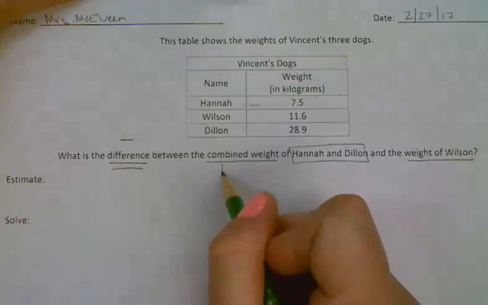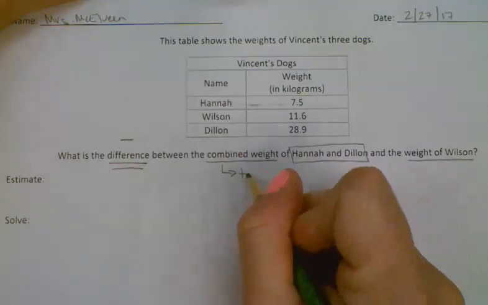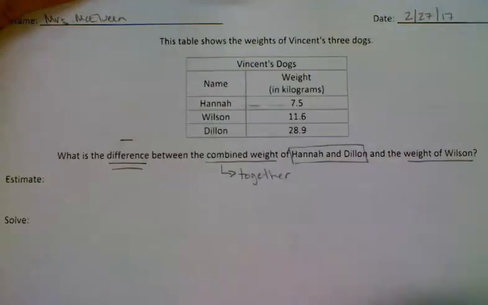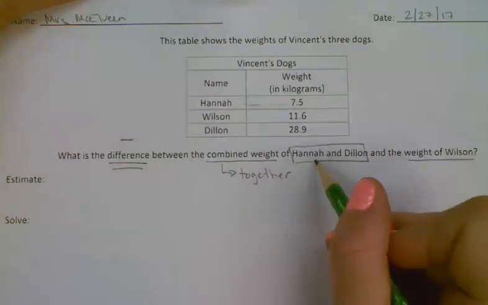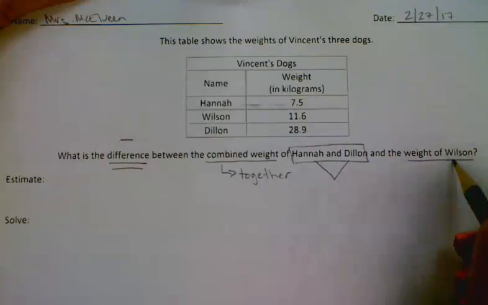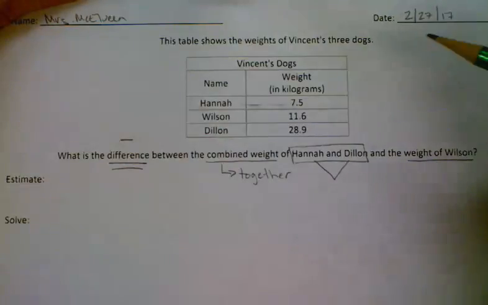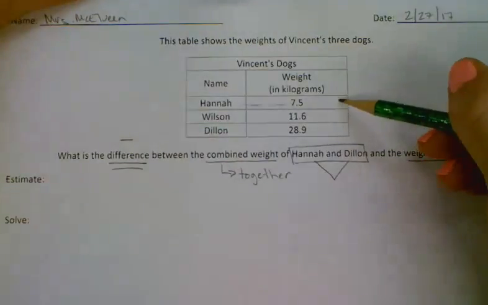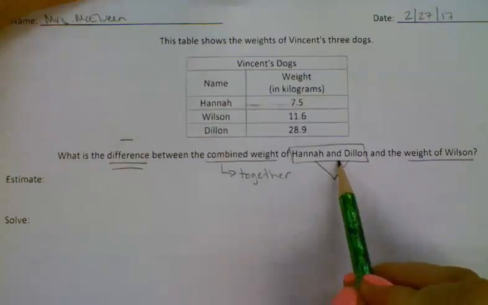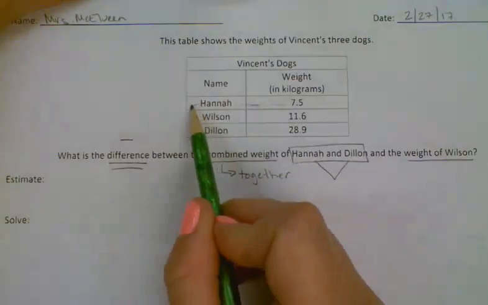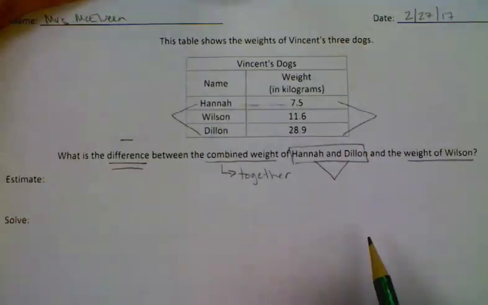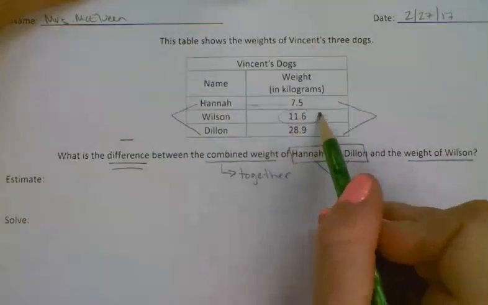The word combined means together. I'm going to put something together if I am combining it. So I'm going to combine the weight of Hannah and Dylan and then the weight of Wilson. And if I look back at the chart, I know I'm subtracting something. I know I'm putting something together. I'm going to put Hannah and Dylan together, these two. And then I'm left with Wilson's weight.